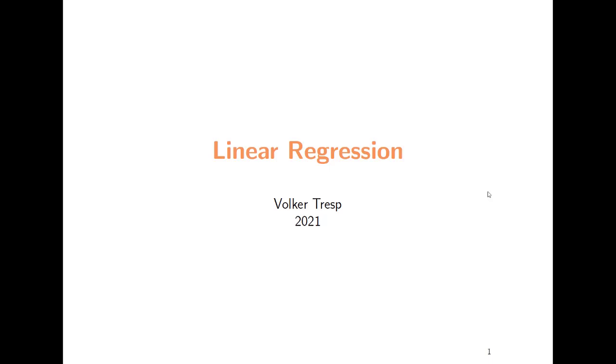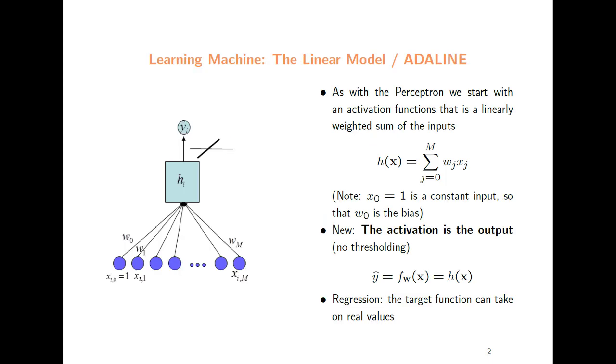So let's continue with linear regression. In linear regression we use a very similar neuron, if you want, as in the perceptron, and in fact this is sometimes called ADALINE, adaptive linear element. But it's also well known in statistics and many other fields.